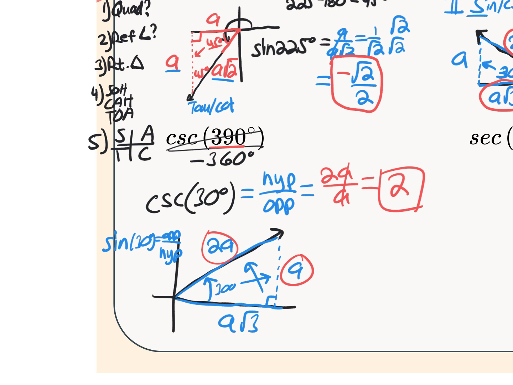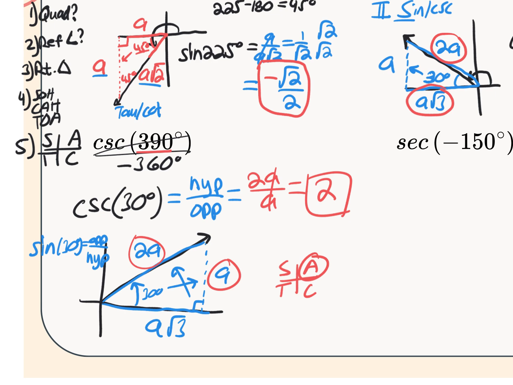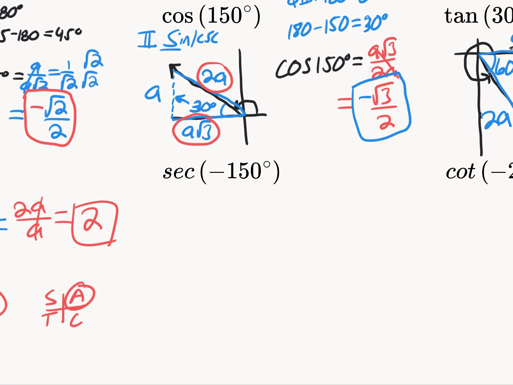The very last thing you want to do is figure out the sign of cosecant. And in the first quadrant, everything is positive. That's what the A stands for: All are positive. So that means positive 2 is our answer. Let's try the exact same process with the next one.